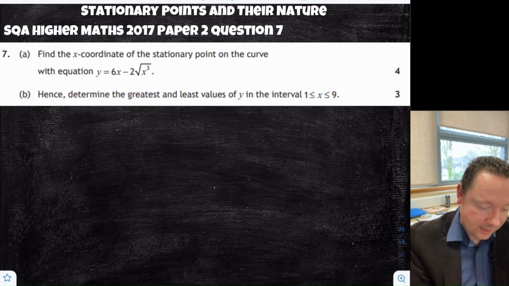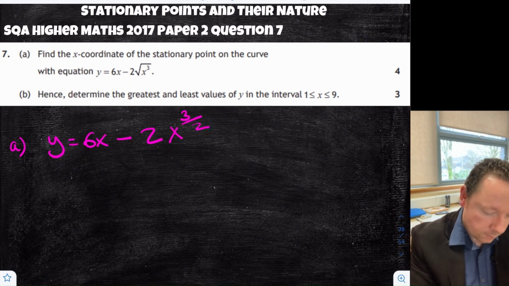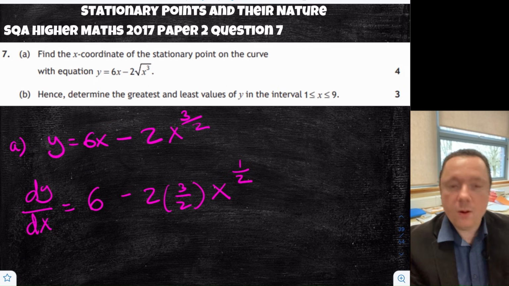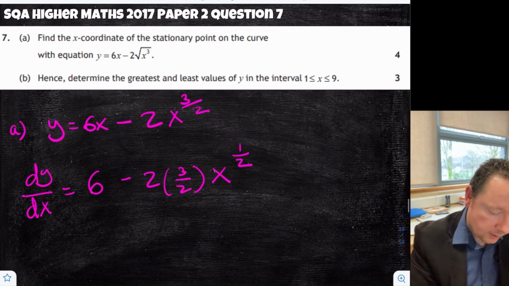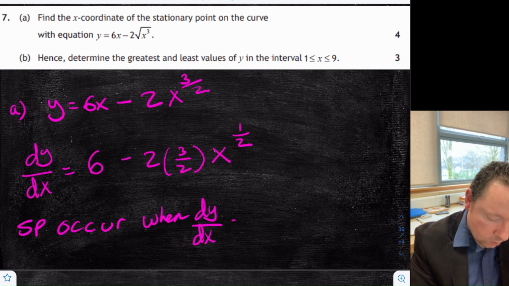So we need to get ready to differentiate. So with part A, I've got y equals 6x minus 2. I've got x cubed, so the cubed comes along for a ride, but it's a square root, so it's over 2. The dy by dx then, 6 minus 2 times 3 over 2, x to the half, because I take away 1 from the power, and then we can say that stationary points occur when dy by dx equals 0.